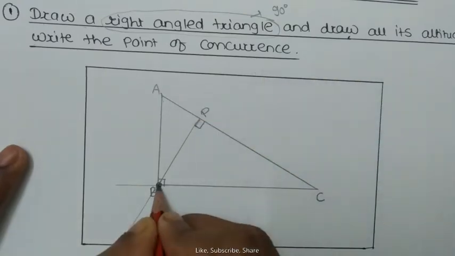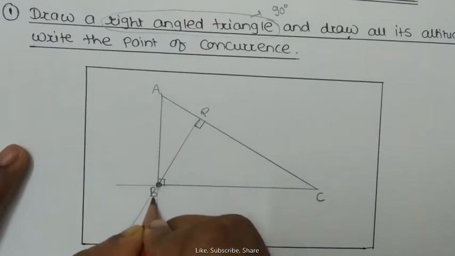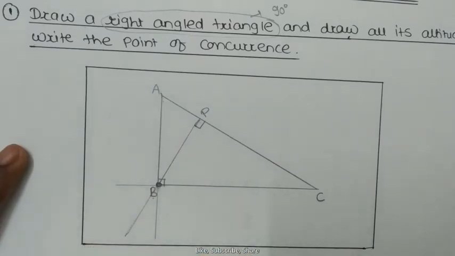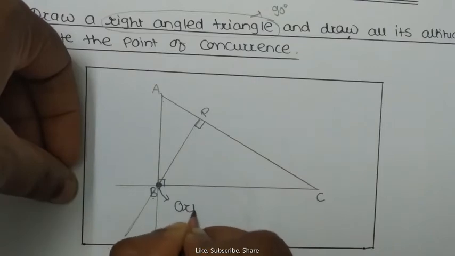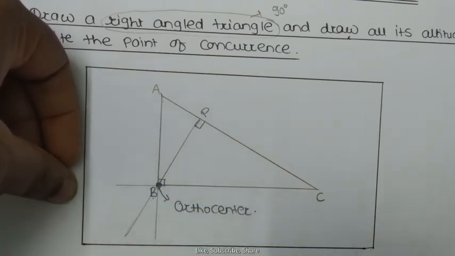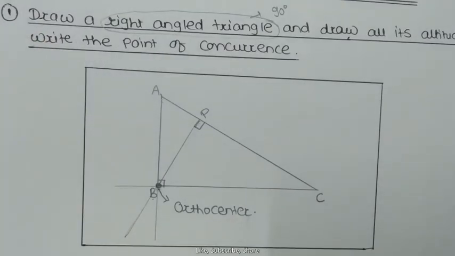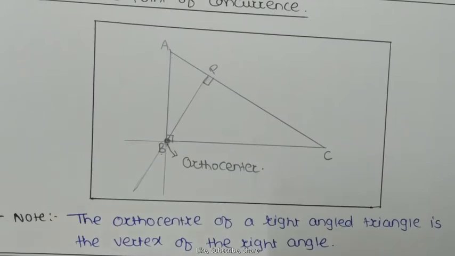So all these three altitudes intersect at which point? At the point B itself. Okay, that means we can say this point is called the orthocenter. This point is called the orthocenter. So therefore we can say that the orthocenter of a right angle triangle is the vertex of the right angle.